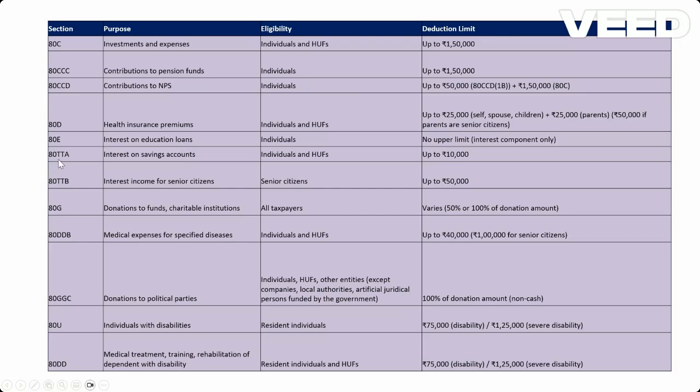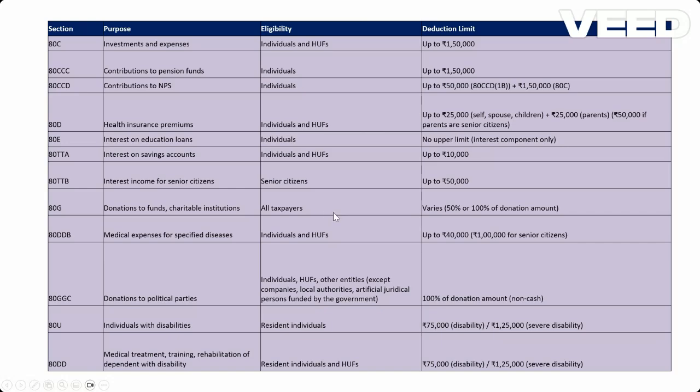Then comes 80TTA, interest from a savings account. If you are holding a bank account and receiving savings interest, that can be added here, up to 10,000. Again, for senior citizens who receive interest in a savings bank account, the limit is 50,000. Then comes 80G, which is donation to funds or charitable institutions.